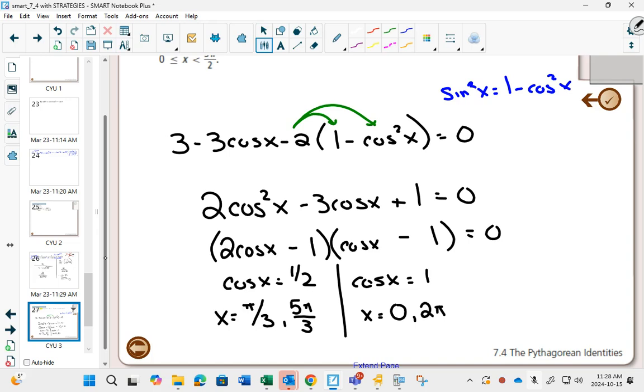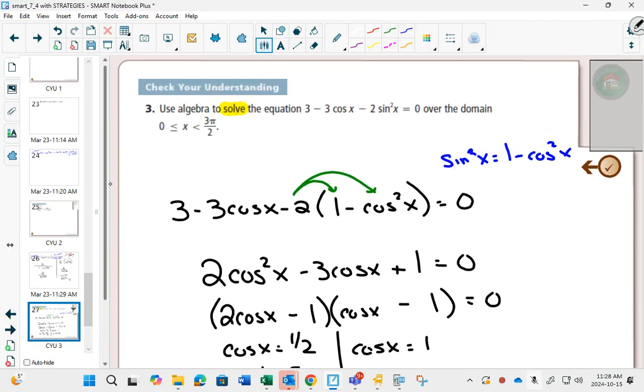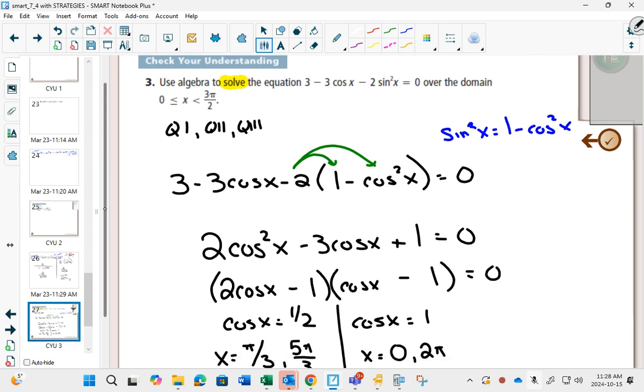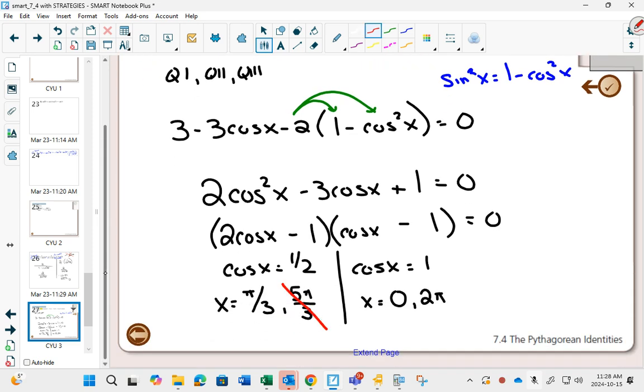So I get to solving these equations, and sort of as a habit, I always solve between 0 and 2 pi. Because from there I can figure everything else out. But now I'm going to go back and check my domain, and you see they have between 0 and 3 pi over 2. Can you see that that's really just checking quadrant 1, quadrant 2, and quadrant 3? So I would have to cancel this one out because it's in quadrant 4. I'd have to cancel this one out because it's too far. So the answers are just 0 and pi over 3.